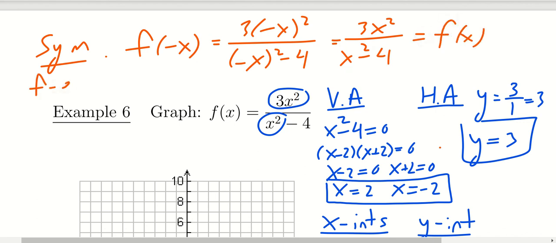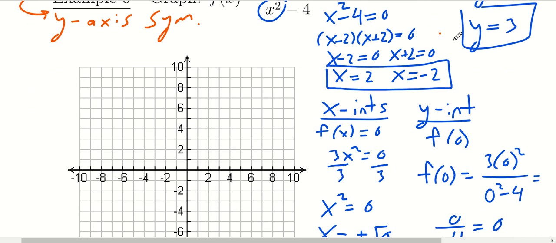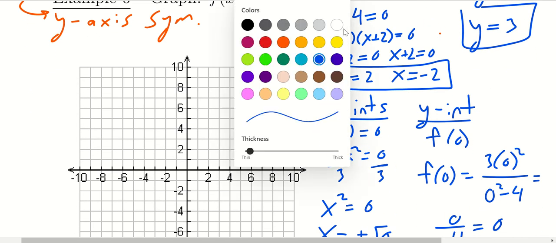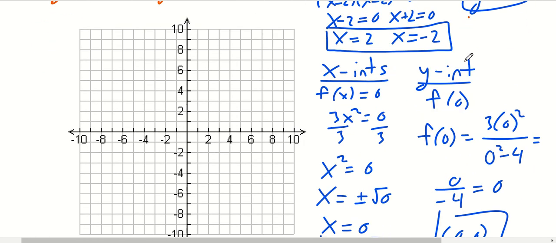So that tells us that this is an even function, and then the implication of that is it's going to have y-axis symmetry. And that can be very useful in paring down and cutting out some of the work we need to do. Let's try to graph this then. So first things first, let's begin with doing our asymptotes.